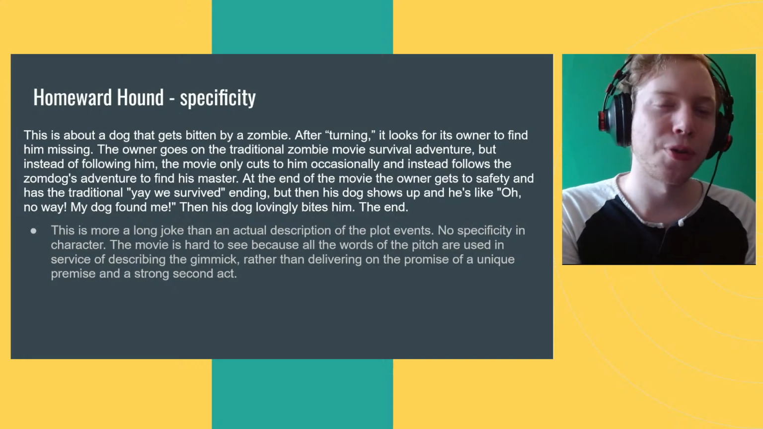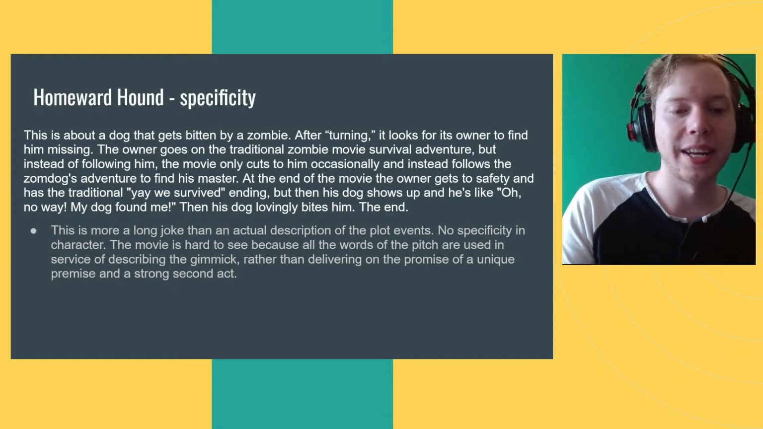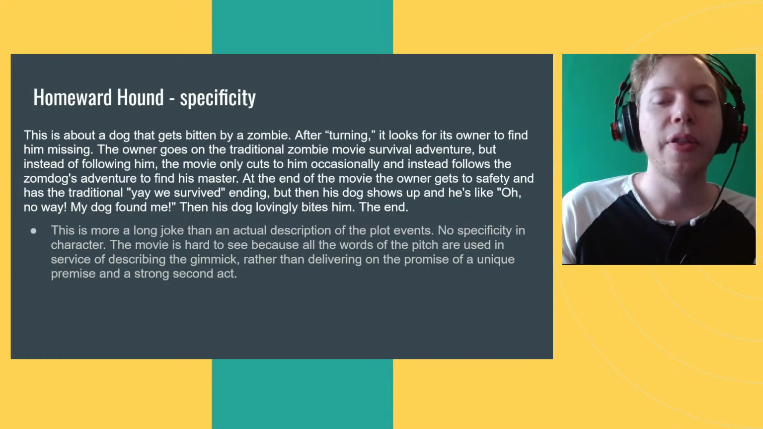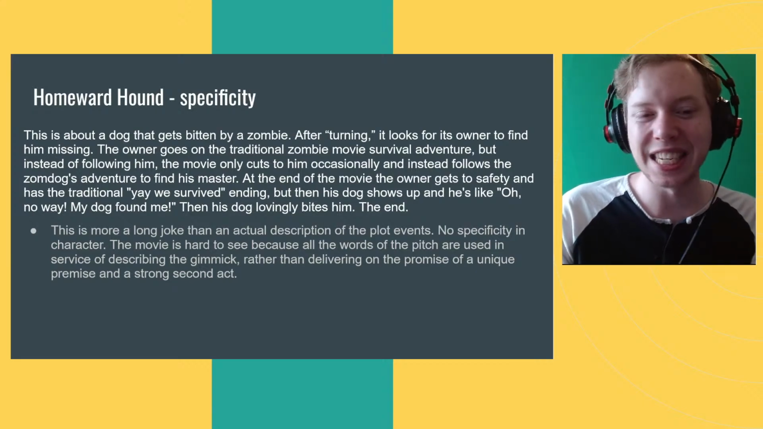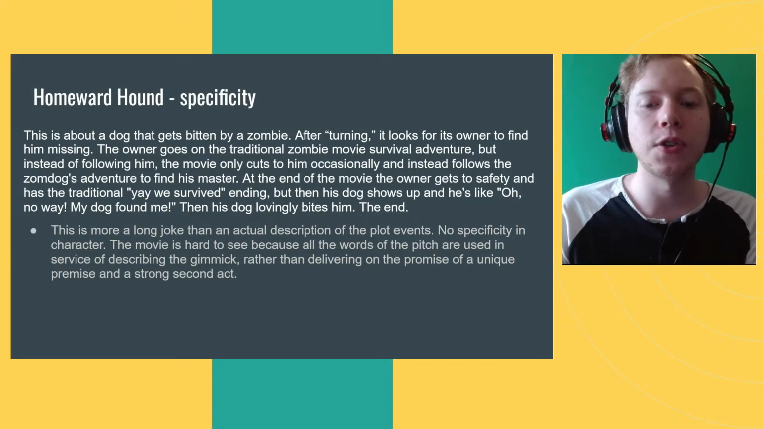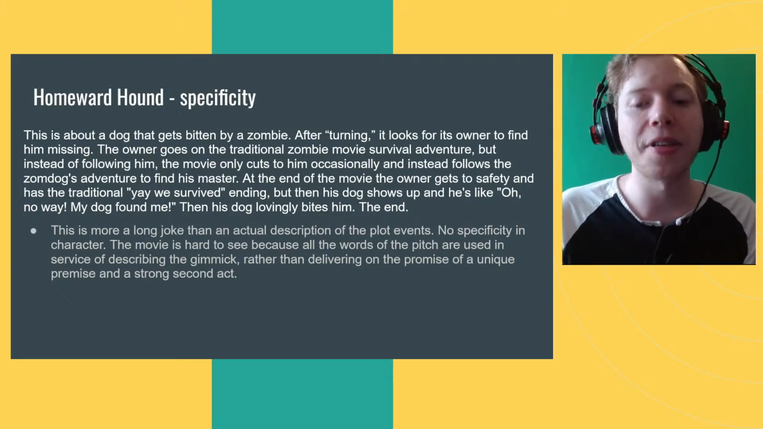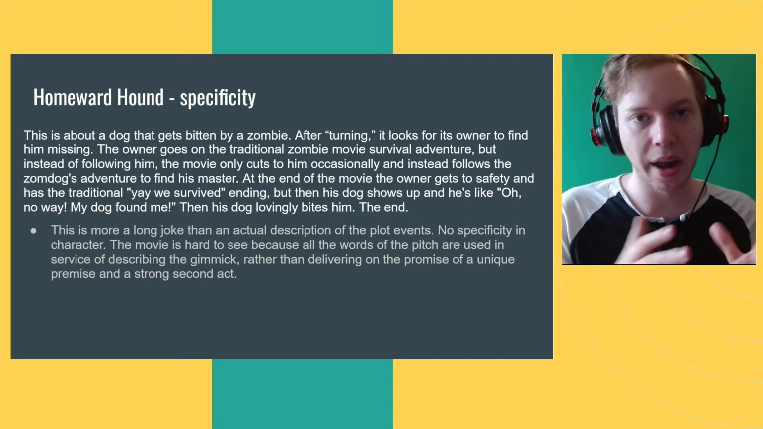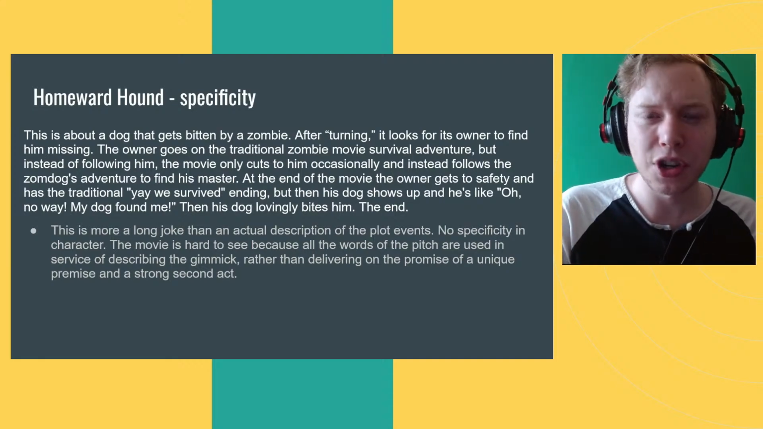This is almost like a pitch for a gimmick. I described it in this slide as more like a long joke than an actual description of the plot events, and there's not really specificity in character. The movie's just kind of hard to see because almost all the words of the pitch are used in service of describing the gimmick rather than delivering on the promise of a unique premise in that strong second act. Further, it's kind of difficult to imagine a movie where the main character is a dog that can't talk.